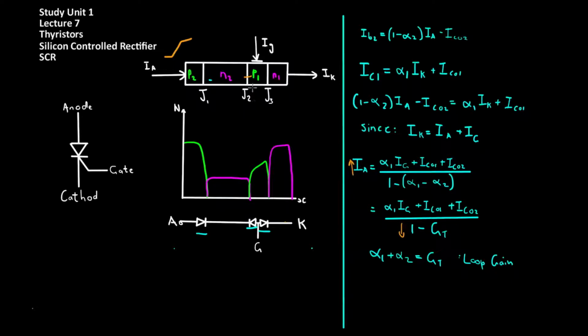The final mechanism is if the temperature is high enough such that the leakage current which exists at junction J2 injects enough carriers to cause alpha 1 and alpha 2 to increase to such an extent that the loop gain approaches 1. This starts the regenerative effect and the device once again turns on.